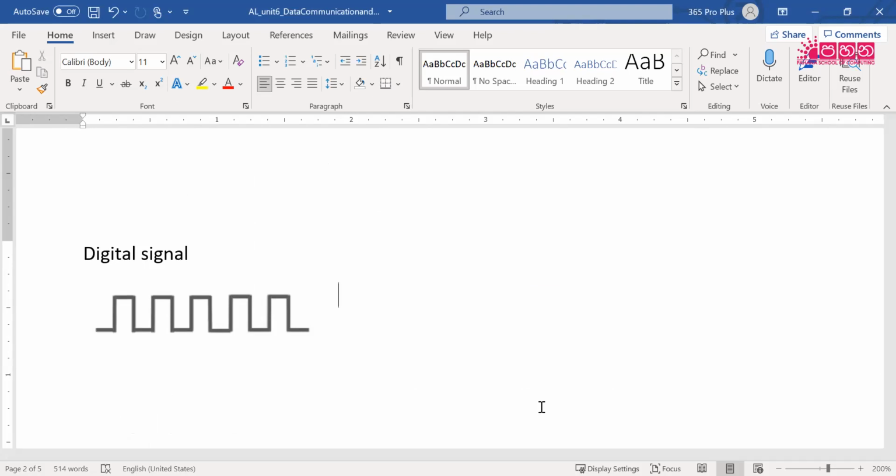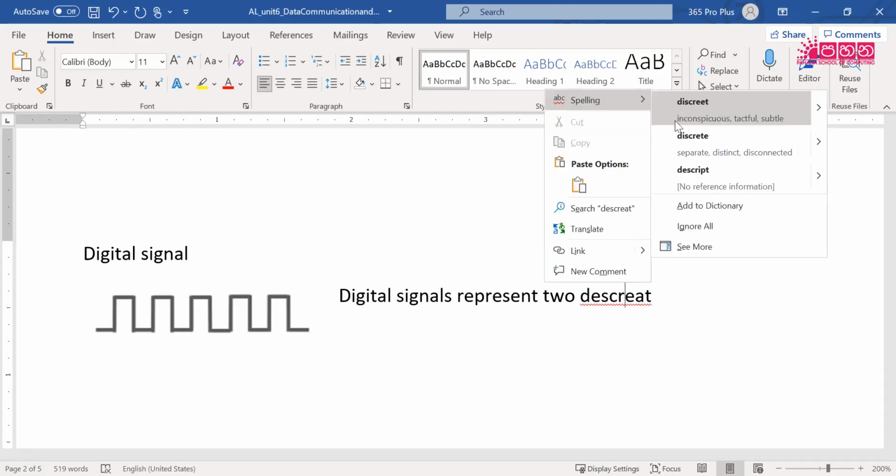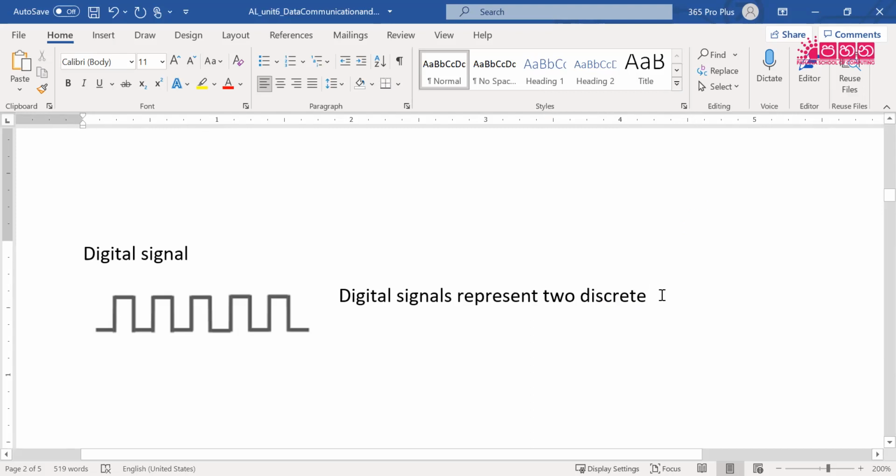So let's take down digital signals. Digital signals represent two discrete voltage, or it could be current levels. Yes, two levels.